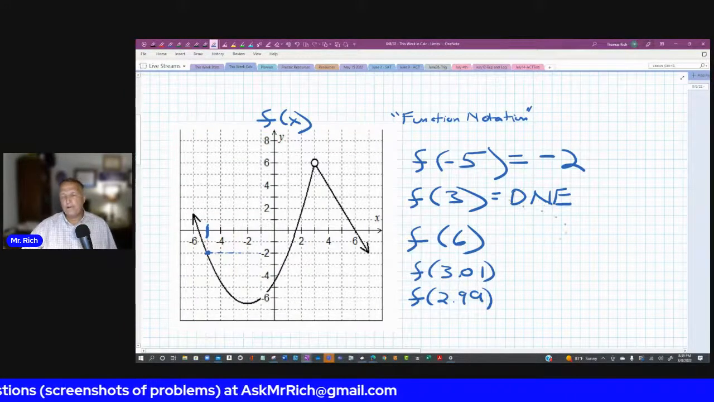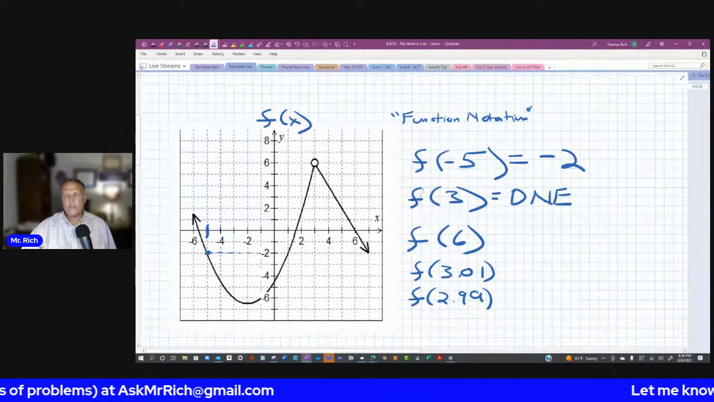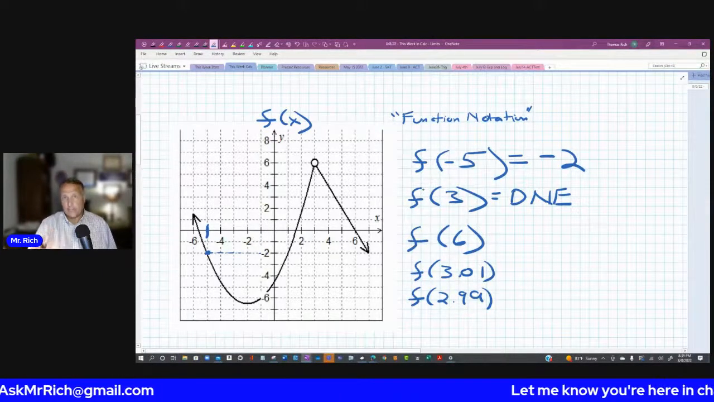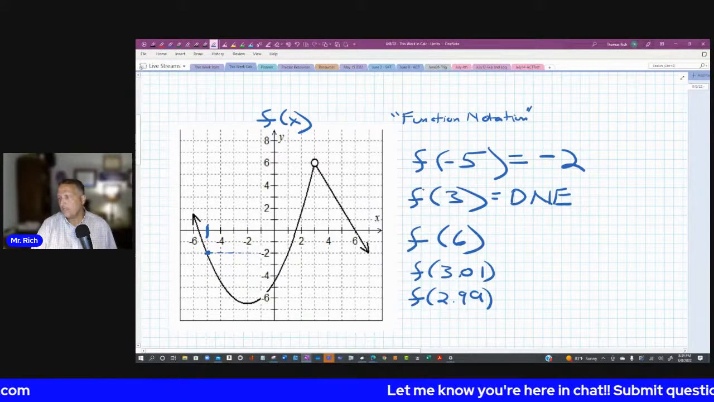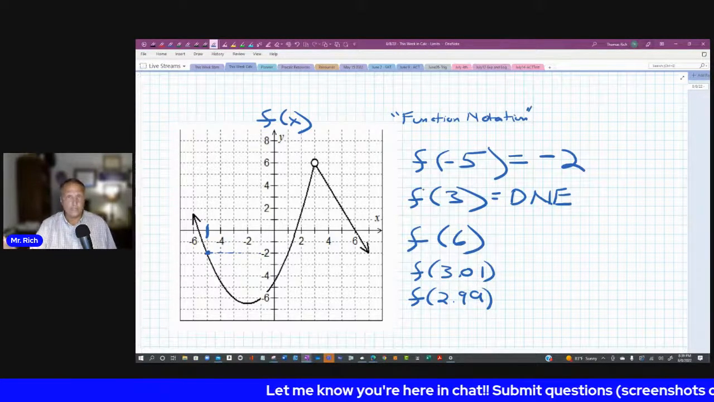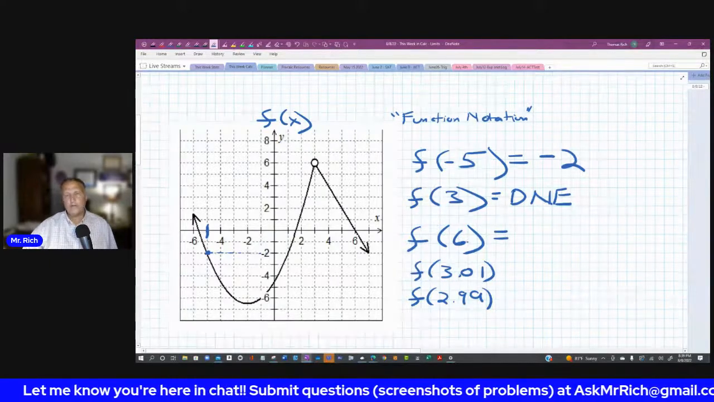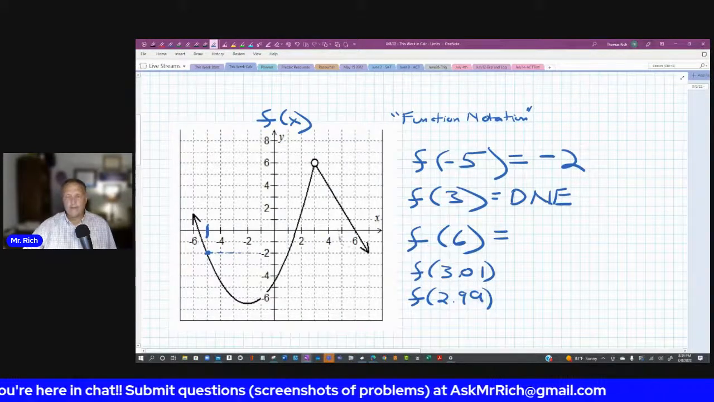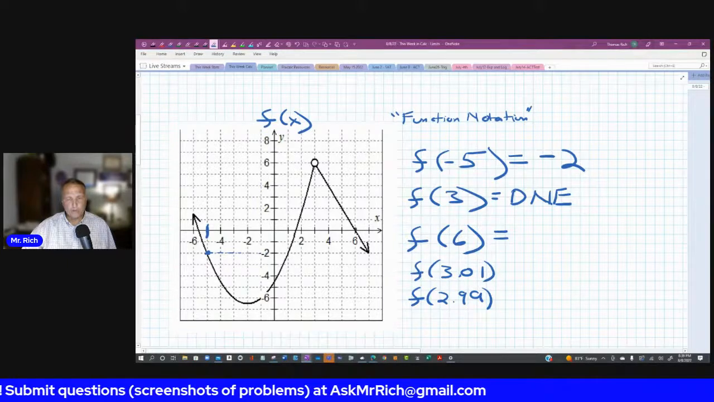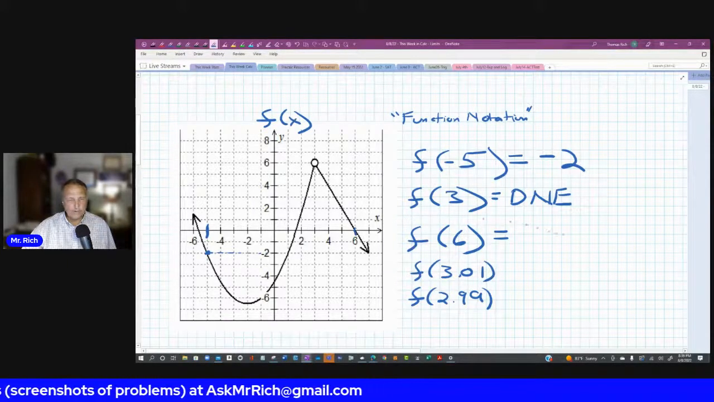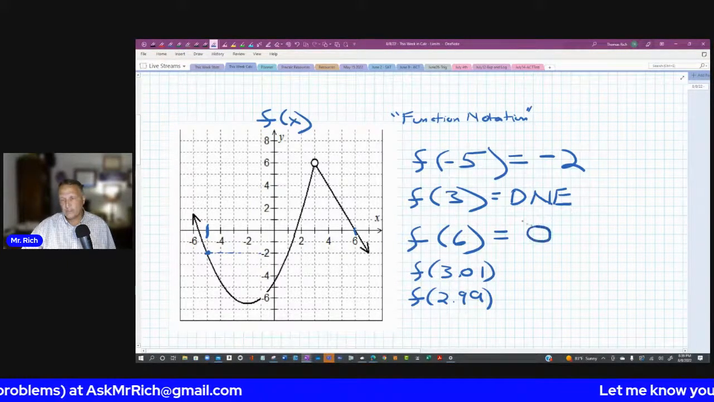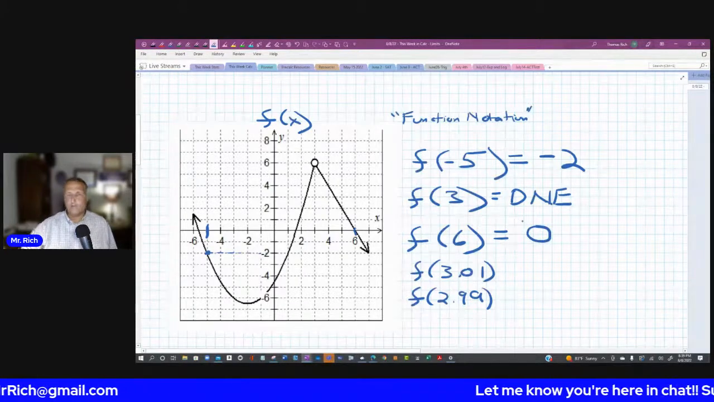But for our purposes at this point, we're just saying that at exactly x equals 3, the function does not exist, and so we would say DNE. Let's do one more. When x takes on a value of 6, what is the y value? We come over to where x is equal to 6, and we read our y value, and it is 0. That is what we call function notation.